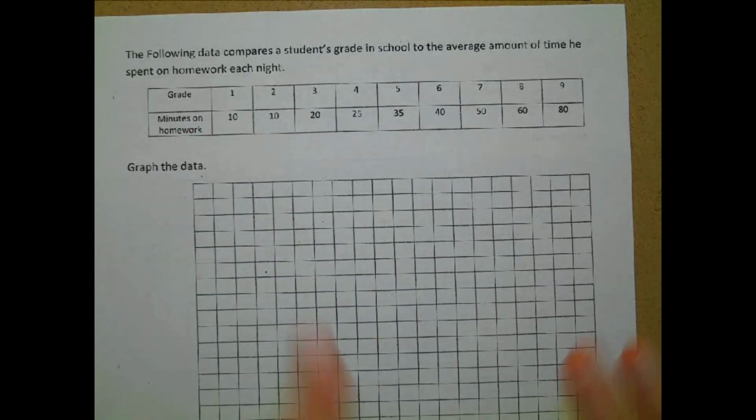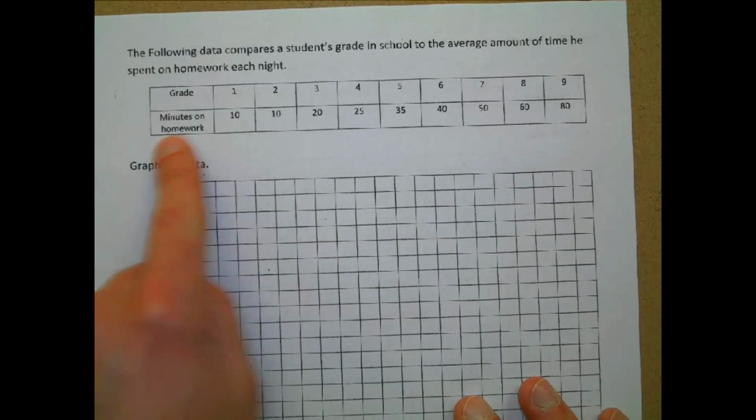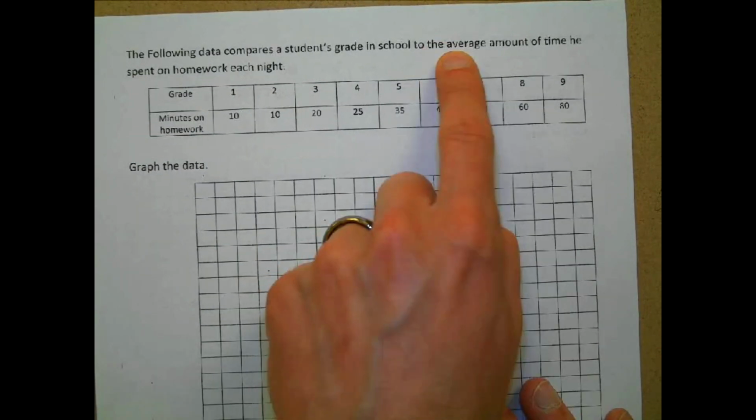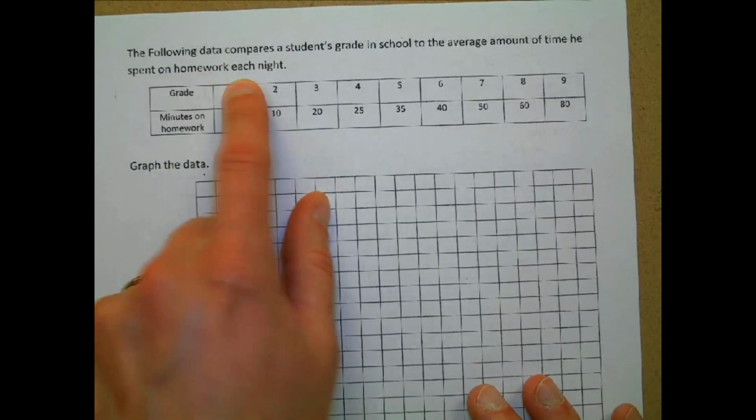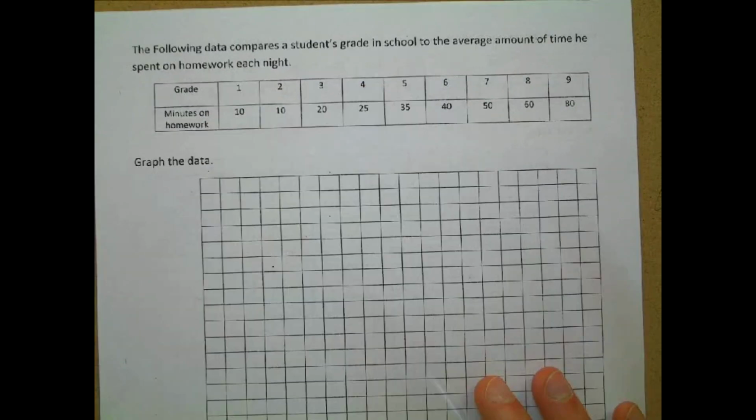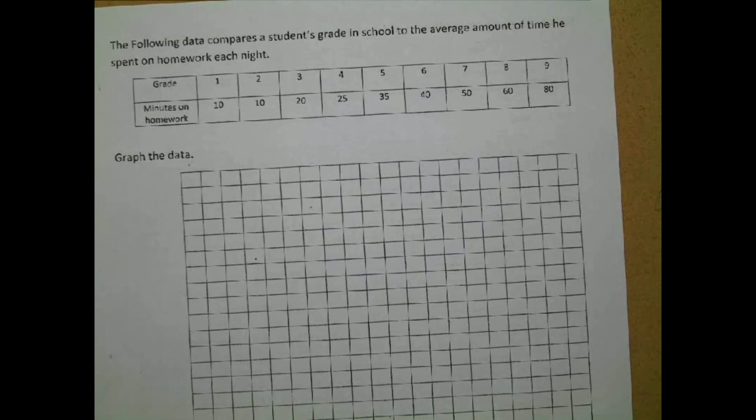One deals with a grade, right? What grade that particular student is in, and then how many minutes they spent on average, okay, this particular student spent on homework each night, okay, in those particular grades. All right, and we're going to graph this data, because of course that's what we want to do with these kind of things, right? We're going to take a look at the graph.